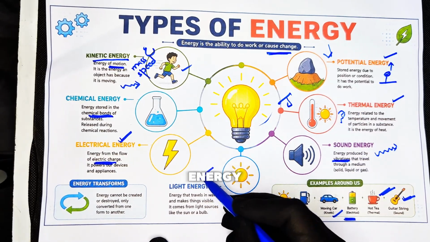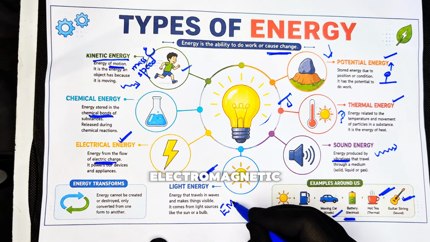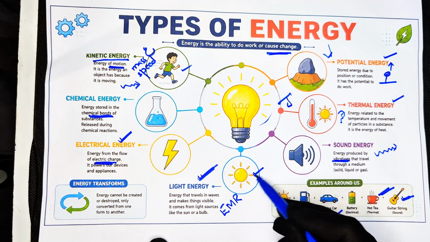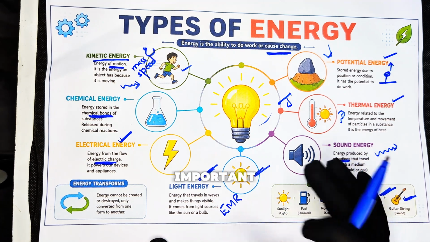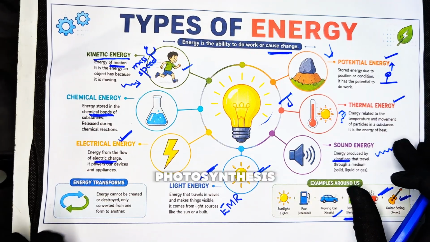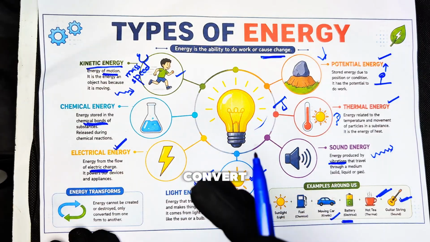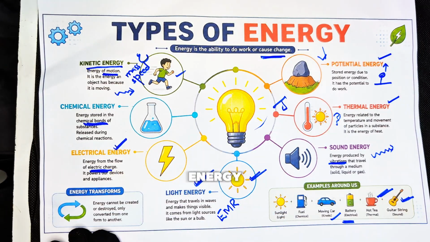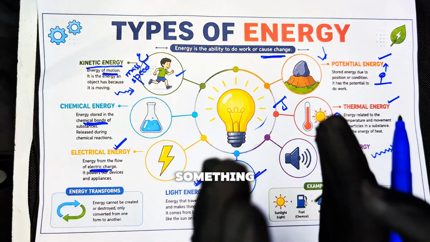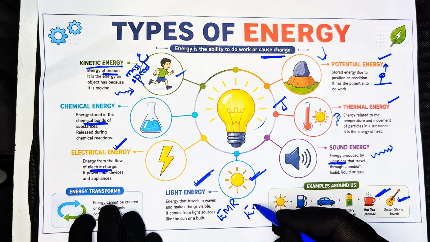Now, light energy. Light is a form of electromagnetic radiation that carries energy. The sun is our most important natural source of light. Plants use light energy during photosynthesis. Solar panels can convert sunlight into electrical energy, and light from a bulb allows us to see objects around us. So light is not just something that helps us see, it also carries energy.